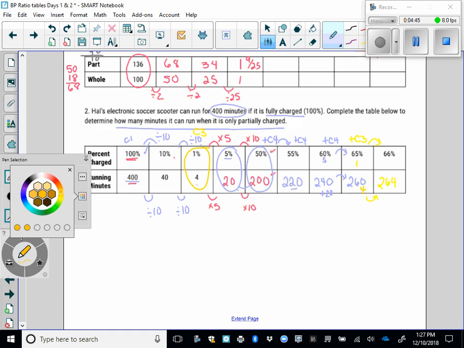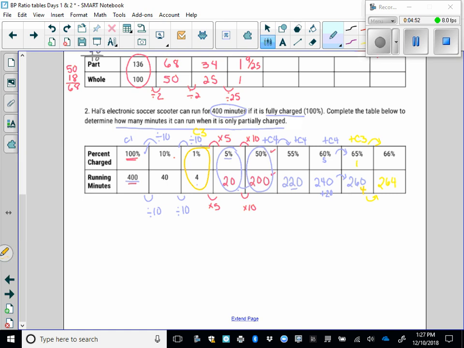All of the different things are at the bottom. The times are at the bottom. So if I want to know how long I can go at 65% battery, I can go 260 minutes.